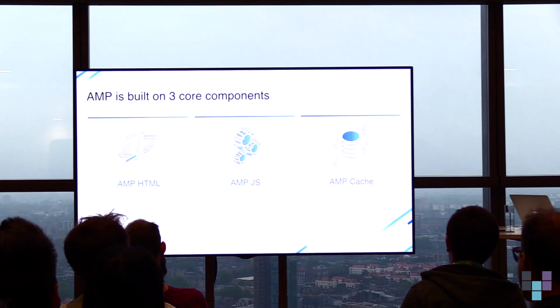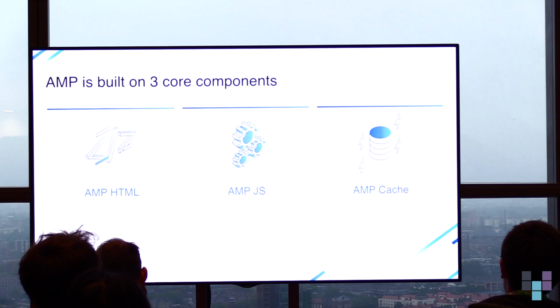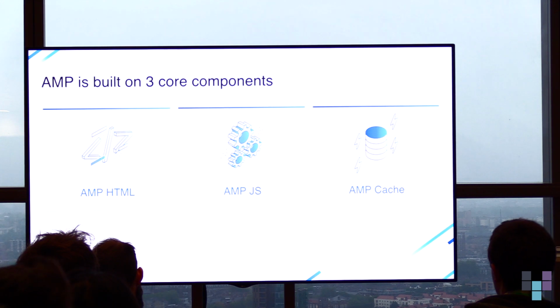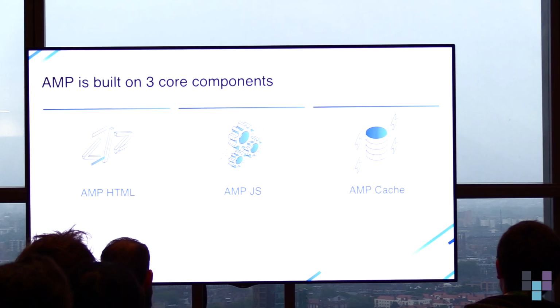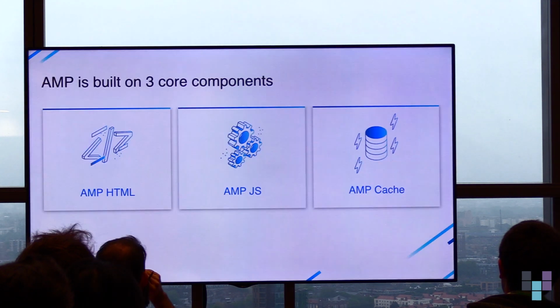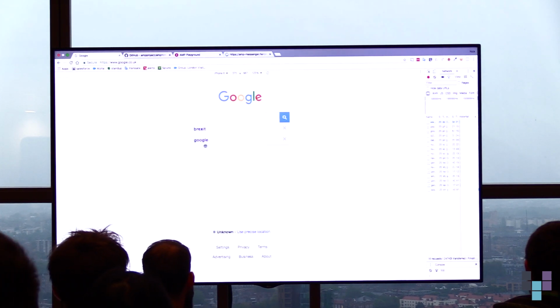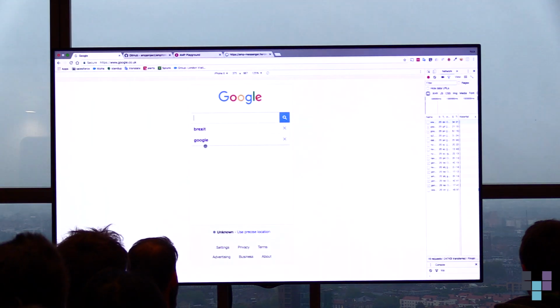The first one is AMP HTML. It's basically a subset of normal HTML plus some custom web components. Then there's a custom JavaScript runtime, and there's a third bit that's an AMP cache, which optimizes the way AMP pages are served. And let's have a quick look at how this can look in practice. So this is just one demo on how you could use AMP, or how we use it at Google.